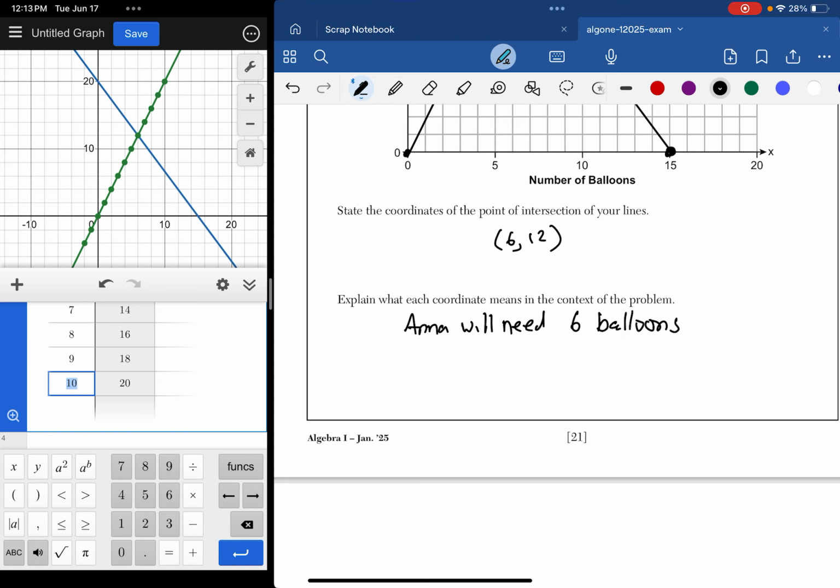Simple is a strong word. It's a little bit easier than you would think based off some of the more challenging questions that came before it. But there was enough going on. You had to come up with the equations. You had to graph them correctly, find the intersection, and then interpret that intersection.